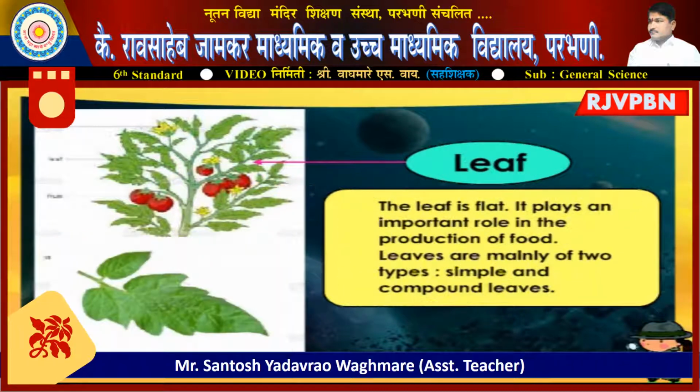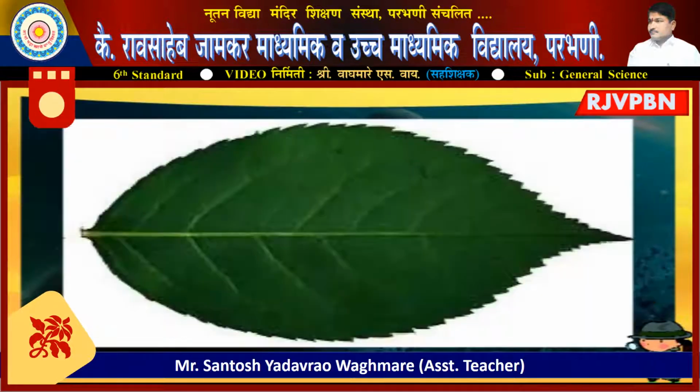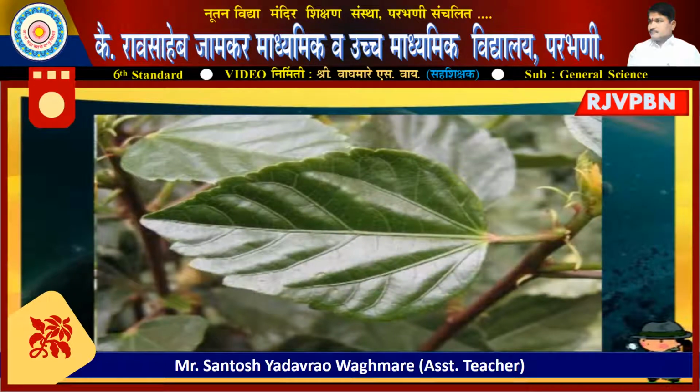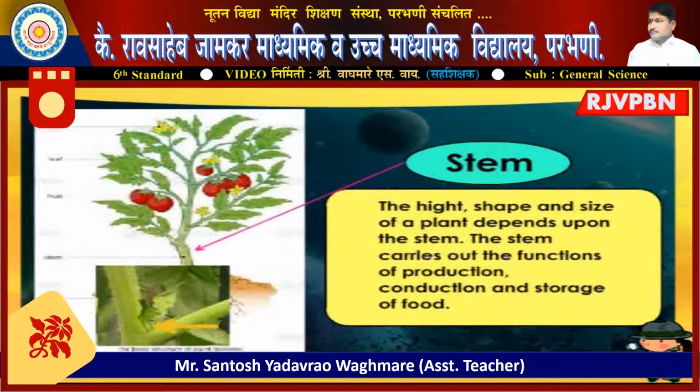The leaf is flat. It plays an important role in production of food. Leaves are mainly of two types, simple and compound leaves. The stem. The height, shape and size of a plant depend upon the stem. The stem carries out the functions of production, conduction and storage of food.